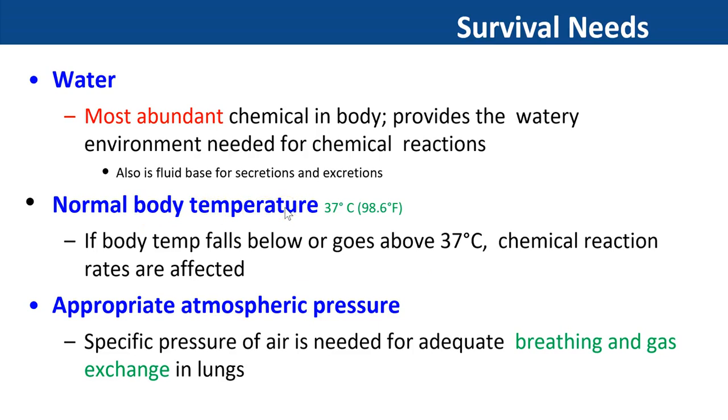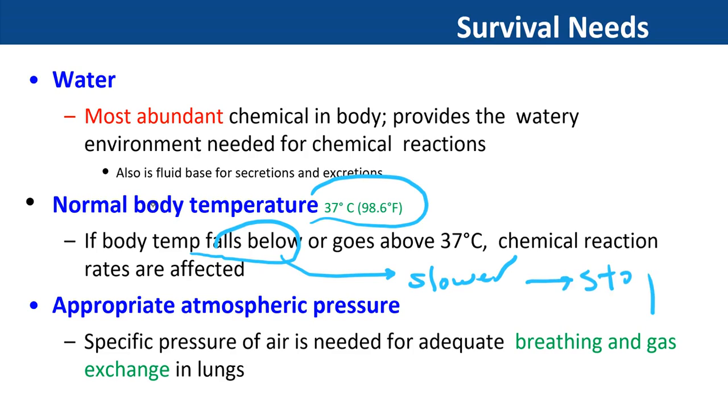Normal body temperature is the other survival need. Body temperature must be maintained at 37 degrees centigrade, or 98.6 degrees Fahrenheit, which is the normal body temperature that we need. If body temperature drops below 37 degrees, or 98.6 degrees Fahrenheit, metabolic reactions become slower, and slower, and slower, and finally stop.